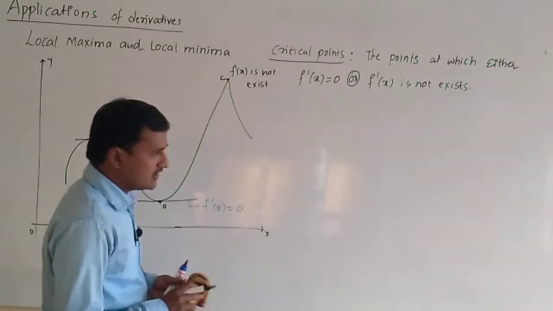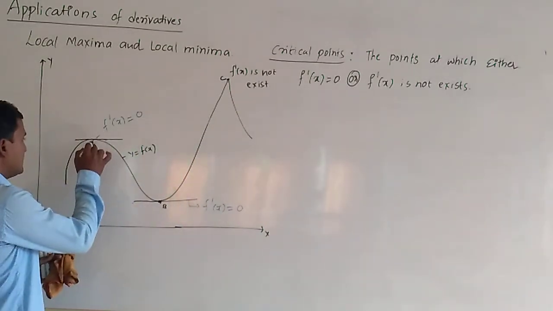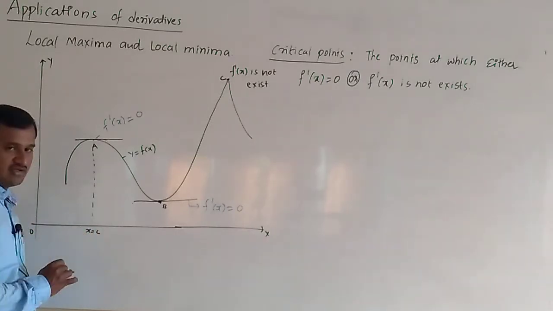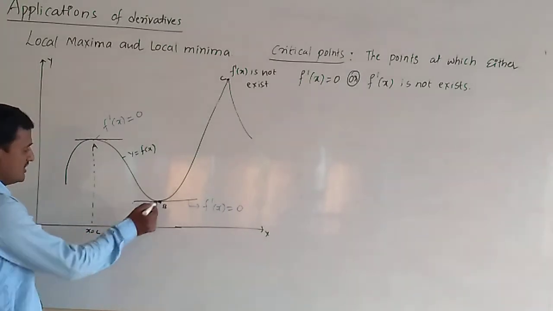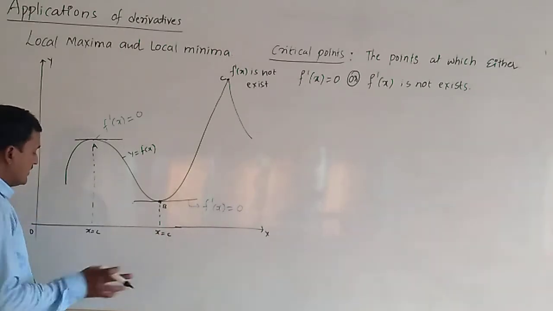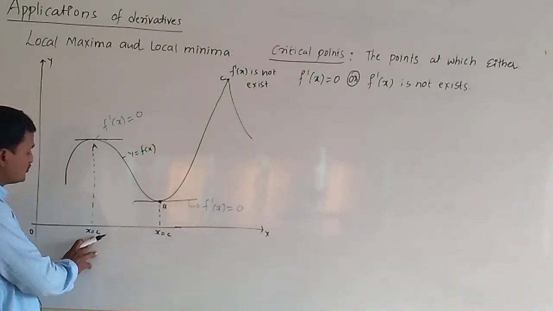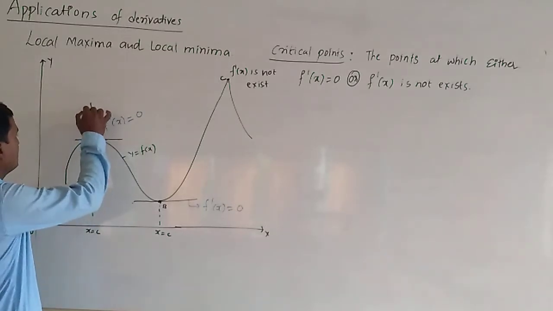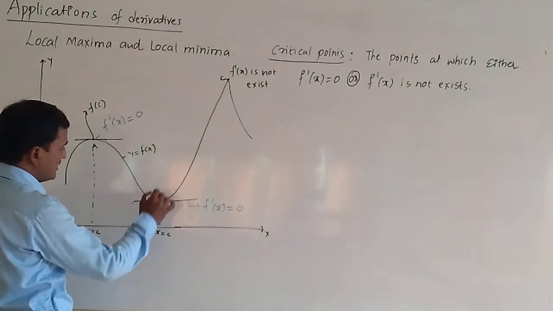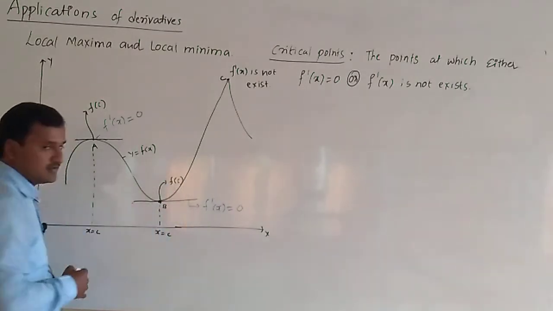And also here you should observe, this is the value of x equal to c. If I take the value of x equal to c, and here I will take one more point, that is x equal to c. Clearly at x equal to c, here you are getting f of c, and here x equal to c is there, again here also you are getting f of c.